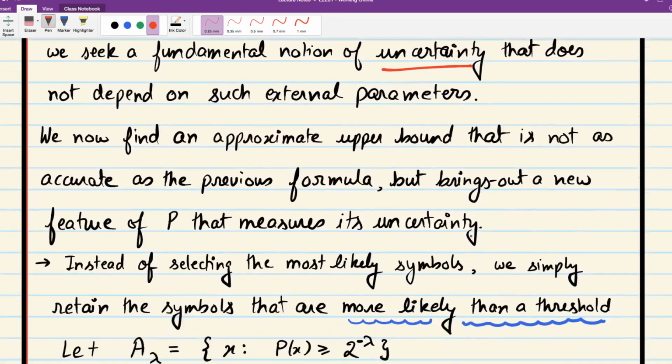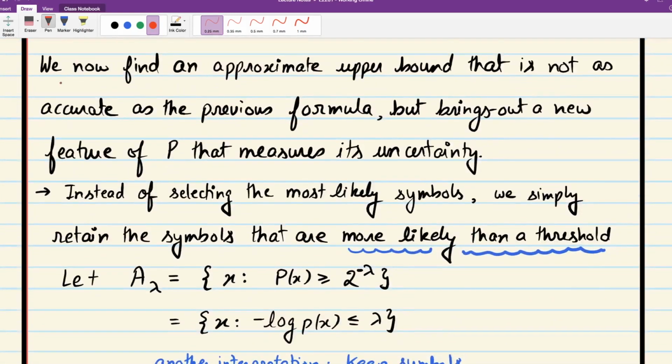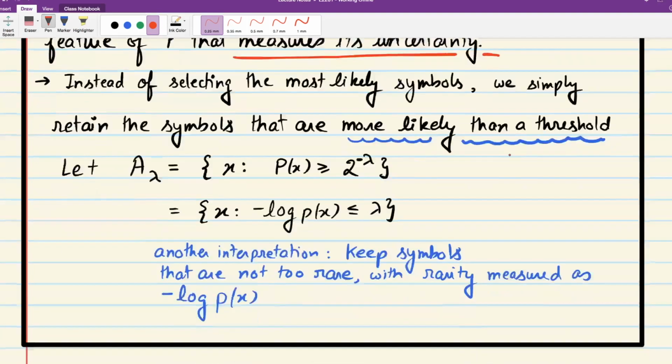So now what we'll do today, we'll find an approximate upper bound for L epsilon p. An approximate upper bound that is not as accurate as the previous one, as the formula we just saw, but it brings out the more fundamental notion of uncertainty. It will bring out a new feature of p that measures its uncertainty. Okay. So how do we come up with that?